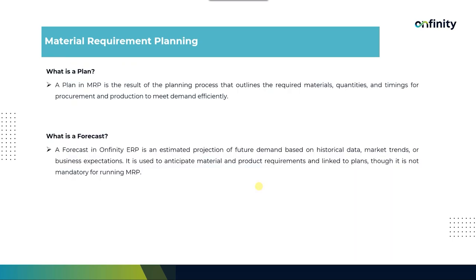Now understand what a plan is. A plan in MRP is the result of a planning process that outlines required materials, quantities, and timing for procurement and production to meet demand efficiently.